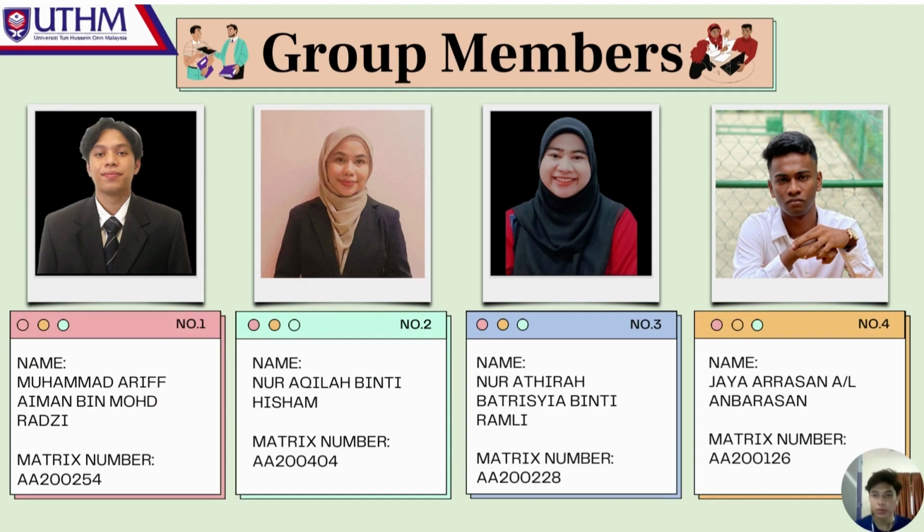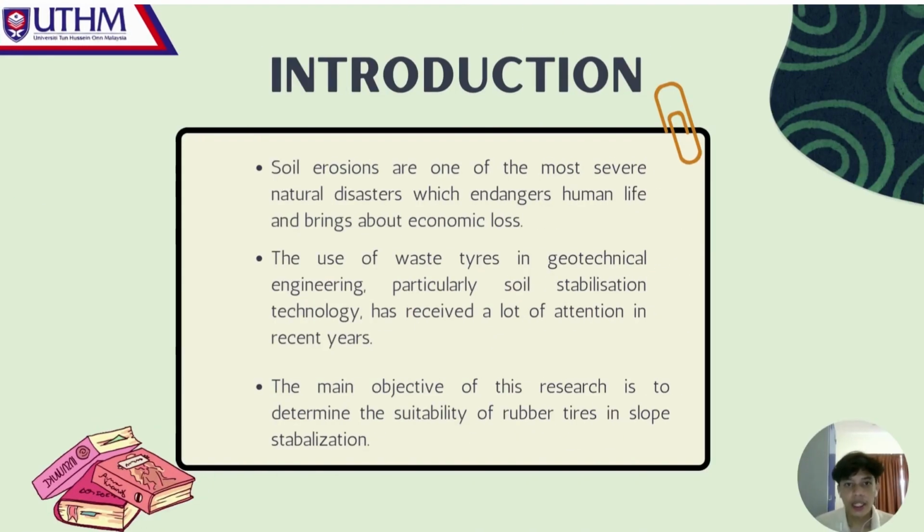We are from Section 2 Group 3 which consists of 4 members: Muhammad Arif Ahmad Muhammad Razi, AA200254, Nur Akila binti Hisham, AA200404, Nur Atira Batrisha binti Ramli, AA200228, and Jaya Arasan anak lelaki Anbarasan, AA200126.